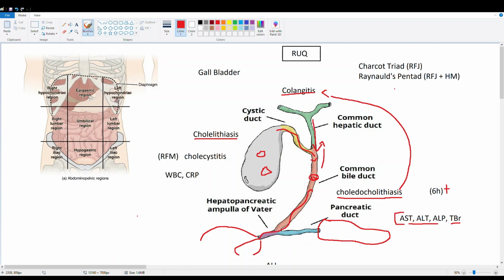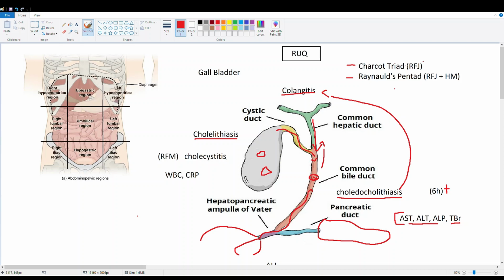Now when that happens, a whole lot of inflammation is going on, okay? So we're going to have all these bacteria causing white blood cell count elevation, causing elevated CRP, and the patient is going to feel that through two ways, through Charcot's triad or Raynaud's pentad.